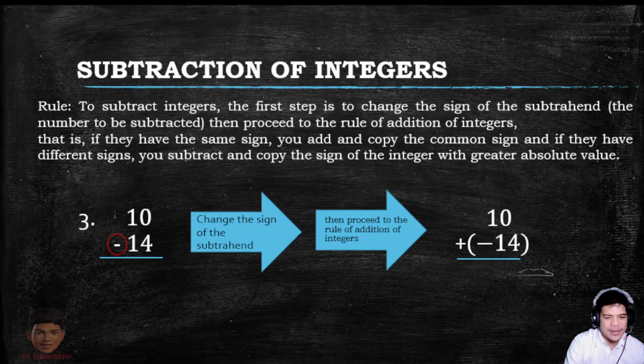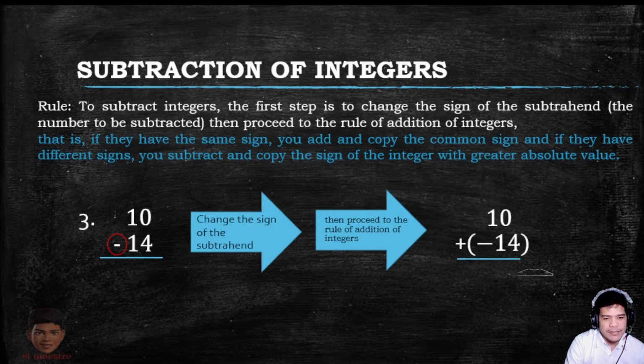So, apply the rule of addition. Check the sign. Nakuha nyo? From minus to plus. Then, apply the rule of addition. Okay? Ang isa positive, yung isa negative. So, since they have different signs, anong gagamitin natin? Okay, we subtract. So, 14 minus 10 is 4.